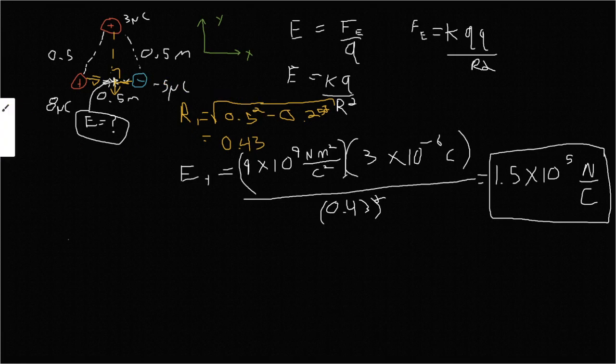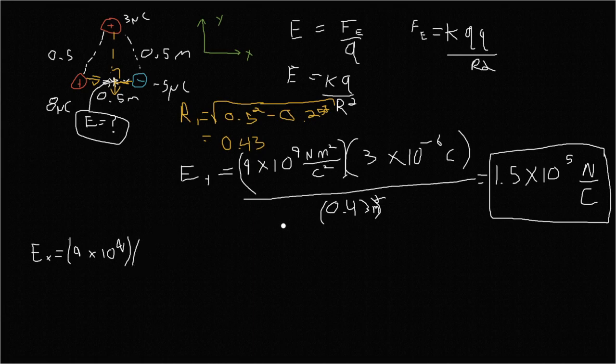So we're going to write two of these little terms and add them together. We're going to do 9 times 10 to the 9th. This meter squared cancels with this meter squared, and this coulomb squared cancels with a coulomb, so there's going to be a coulomb on the bottom and newtons remains on the top. That's how these newtons per coulomb are established. So we're just not going to write the units.